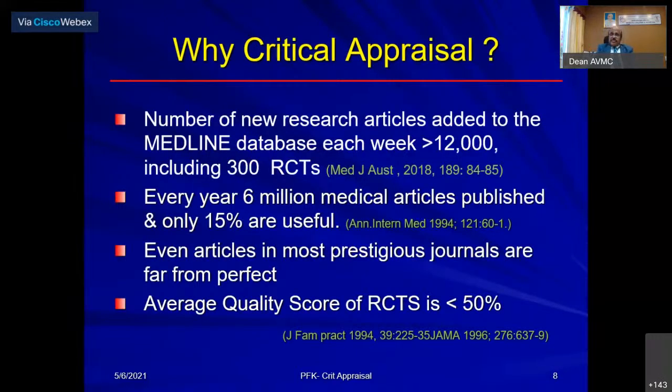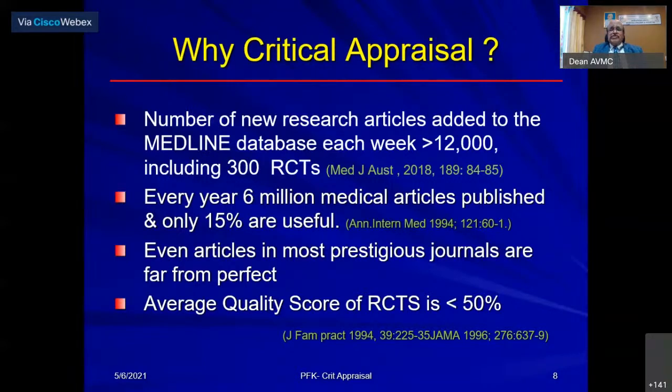Now we'll try to answer the question, why critical appraisal? The voluminous data that is published, I always say, if you start reading every day, 24 hours a day, all the articles that are published across the globe in your subject, with no time for food, sleep, anything, then at the end of 1 year, you will lag behind by 2 years. That will give an overall idea how much literature is pouring out.